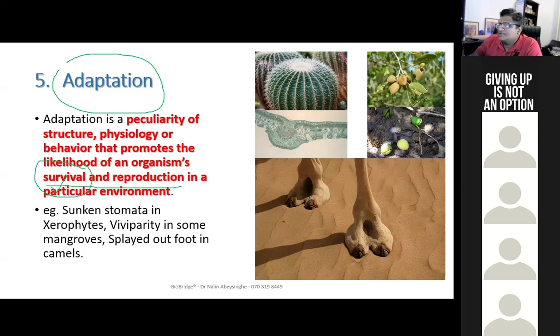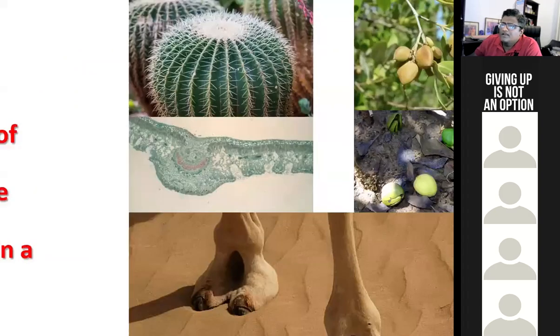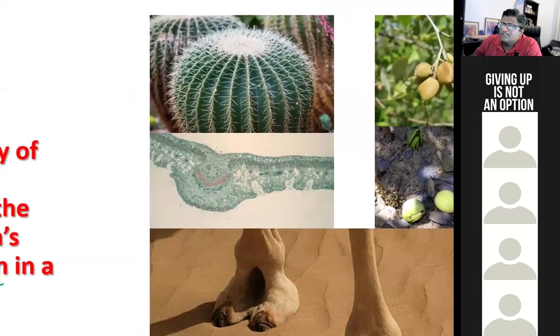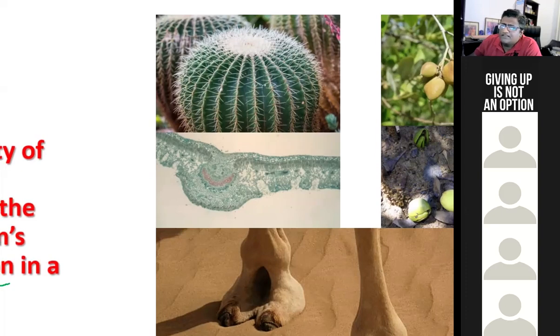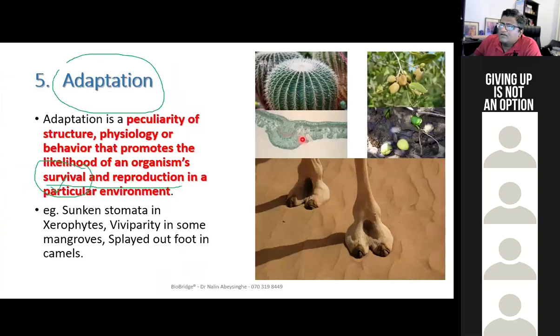Okay, what are those? There are examples, right? Sunken stomata. I'll show you. See? Can you see? This is a cross section of a leaf of a xerophyte. In Sinhala, we call them pathok. The stomata is somewhere here.